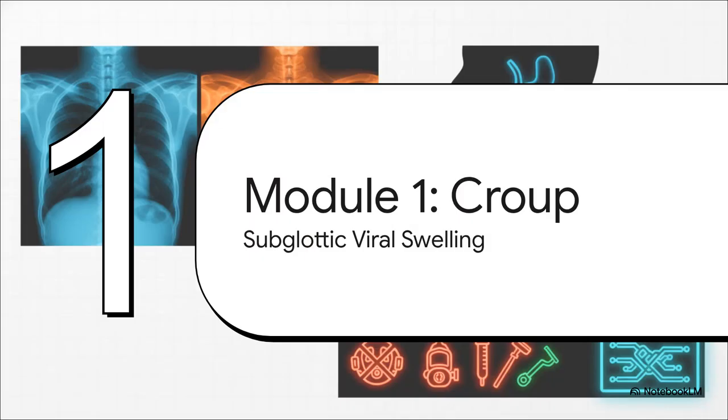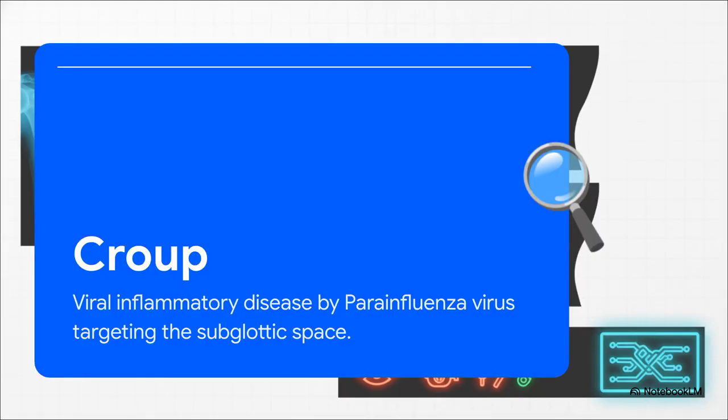Okay, Module 1, the subglottic viral swelling, better known as croup. So our primary target here is the parainfluenza virus, specifically types 1, 2, and 3, though RSV and adenovirus can occasionally be the culprits too. But the essential key to truly understanding croup is isolating the precise anatomical location of the edema. This is strictly a subglottic viral swelling. That narrowing of the subglottic airway is exactly what drives the clinical signature you're actively looking for on the boards.